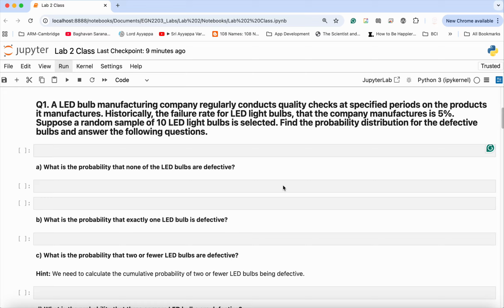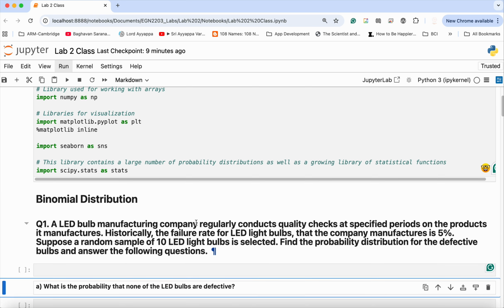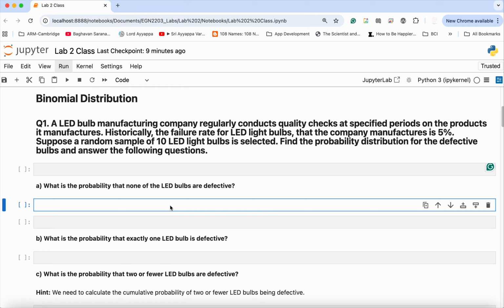To get the answers for these kinds of questions, such as what is the probability that none of the LED bulbs are defective, or one LED bulb is defective, and so on, we can make use of built-in functions from the libraries that we have already imported. So how can we solve this? We can solve it using what we call the binomial PMF function, the probability mass function.